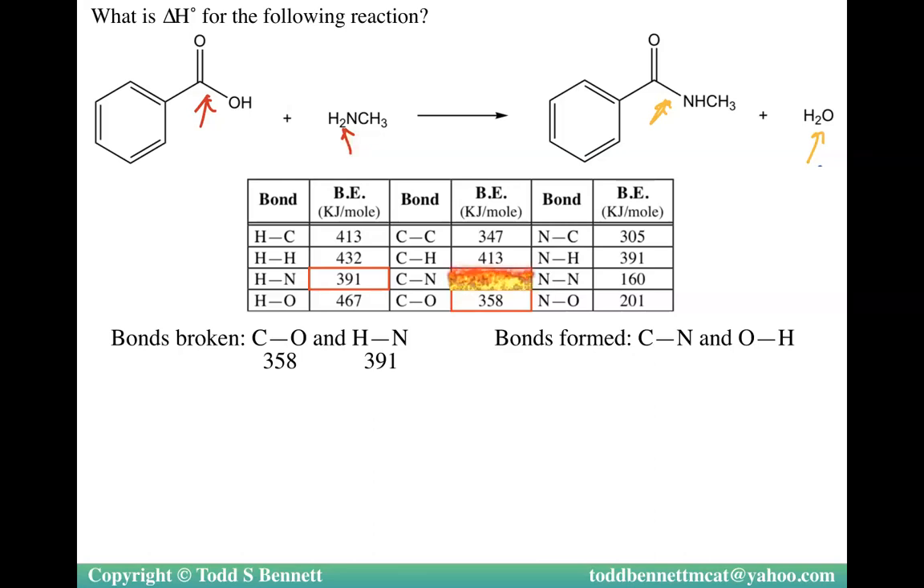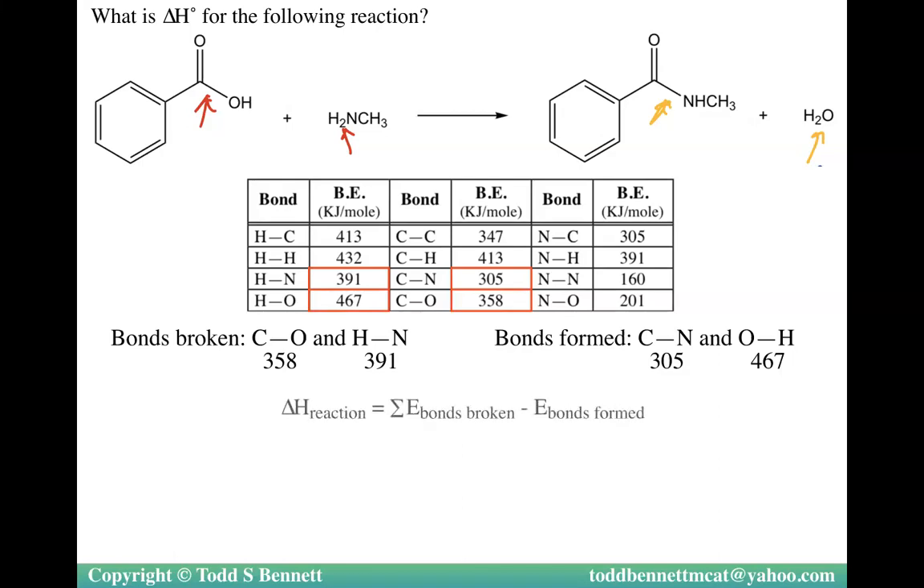The CN bond is listed as 305. That seems reasonable. And then water, so an OH bond is just generically listed as 467. But again, it didn't specify, so it could be from alcohol, could be from water, could be from a couple different things. So the table method is only as good as how close the bond I'm looking at in the reactant or the product is to the generic bond listed in the table.